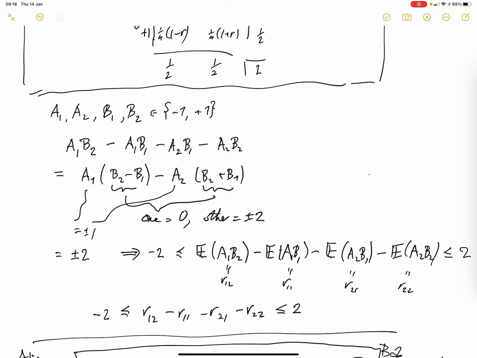So one of those terms is 0, the other is plus or minus 2. Well, they get multiplied by A1 and A2, which are plus or minus 1. So that whole expression is equal to plus or minus 2.